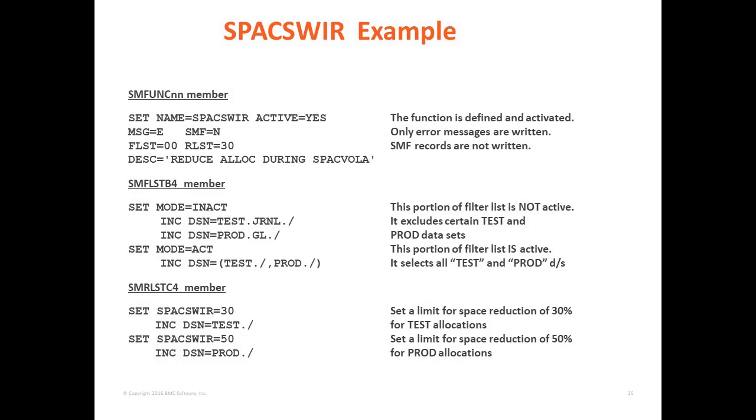The first R-list set statement will set a floor limit of 30% of the original request for the test datasets. The second set statement sets the floor limit of 50% of the request for all the prod datasets.